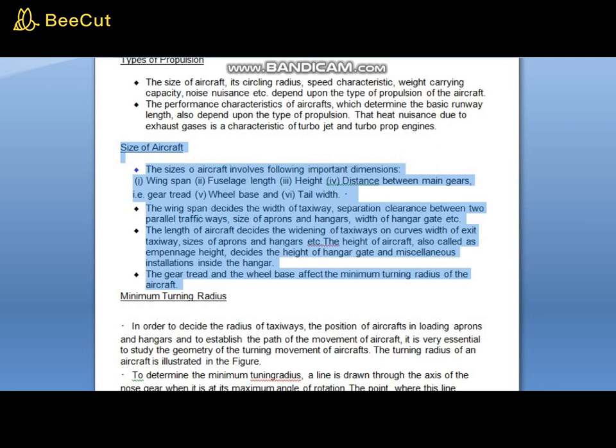As you can see in the next point, how this wingspan and all have an effect on the airport. The wingspan decides the width of taxiway, separation clearance between two parallel taxiways, size of apron and hangars, width of a hangar gate, etc. The length of aircraft decides the widening of taxiways on curves, width of exit taxiways, size of aprons and hangars, etc. The gear tread and the wheelbase affect the minimum turning radius of an aircraft.